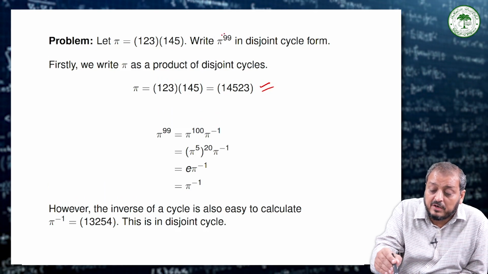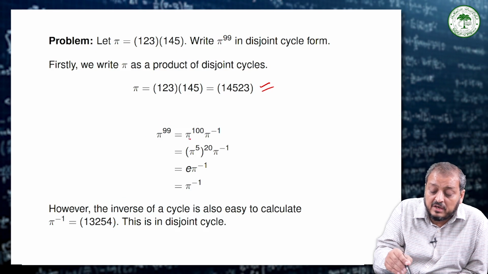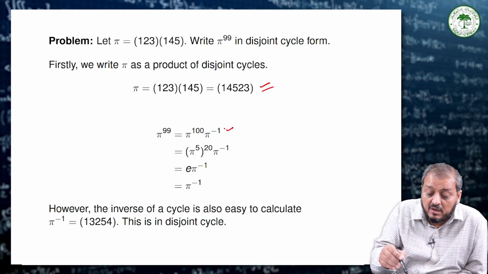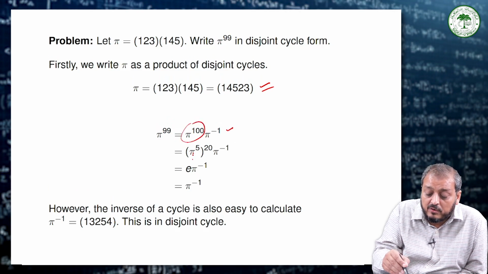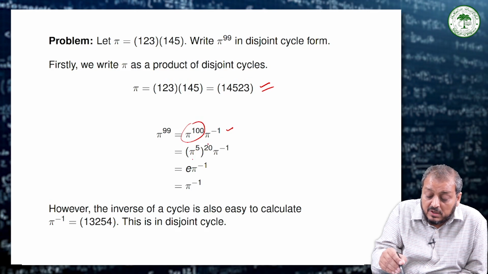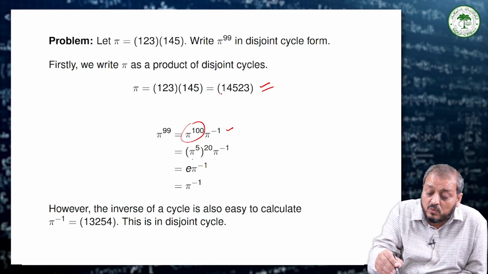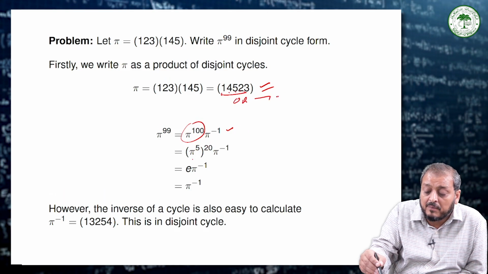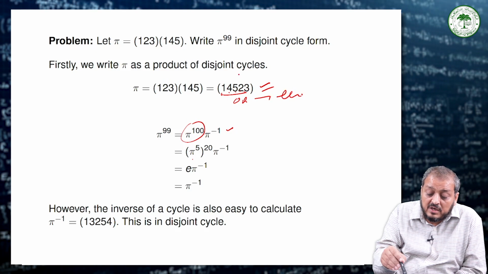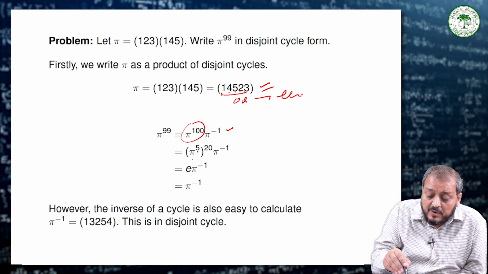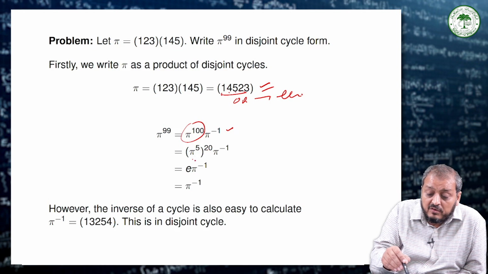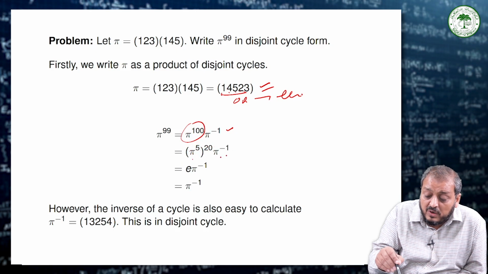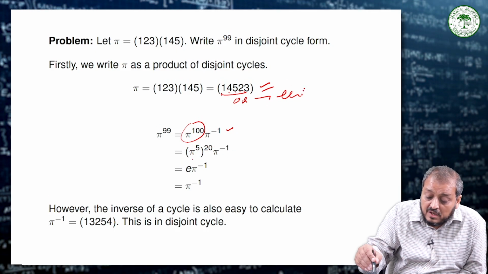Now we have to calculate pi to the power 99. Now 99 can be written as pi to the power 100 times pi to the power minus 1, and then pi to the power 100 is pi to the power 5 to the power 20. Now you just see this is a 5-cycle (1 2 3 4 5), which is odd, and so this means the permutation is even.